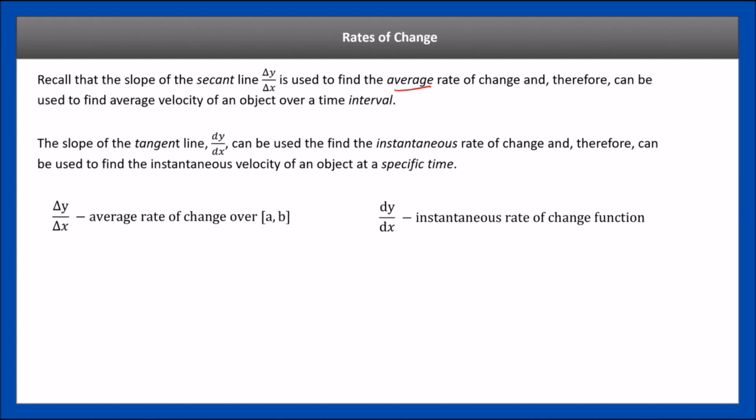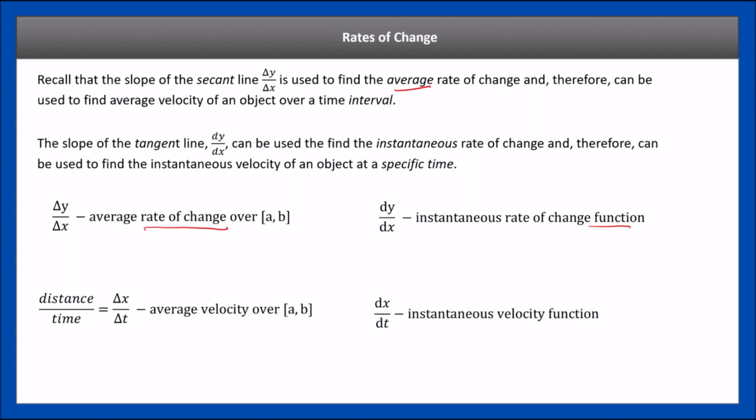So notice that this is a value. This is generally a function. And if you plug in a value into it, then you get a number, right? So distance over time is velocity, right? So average velocity over a specific time period. Dx dt is the instantaneous velocity. You can have dy dt as well.